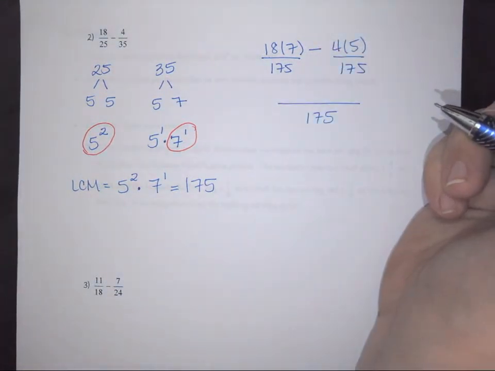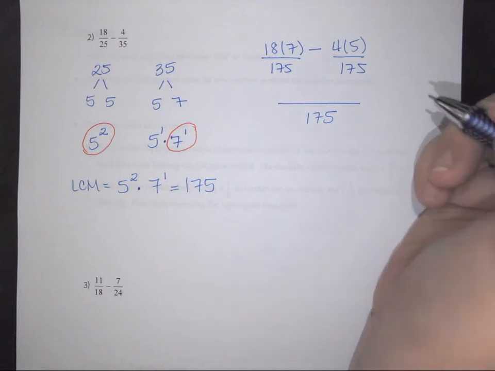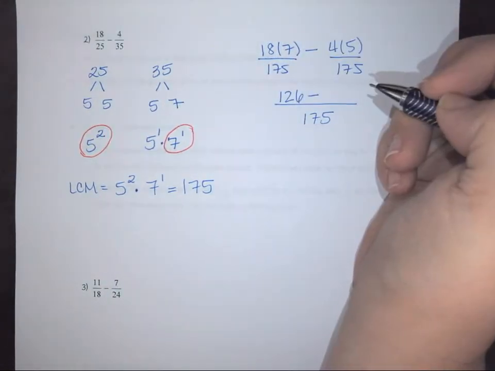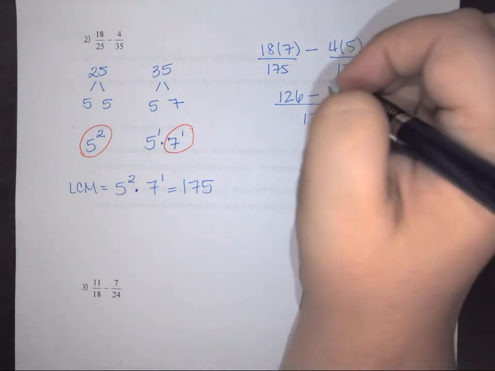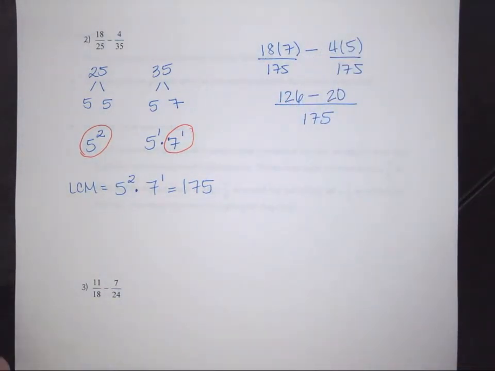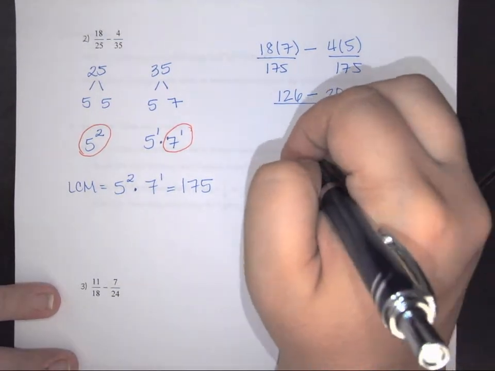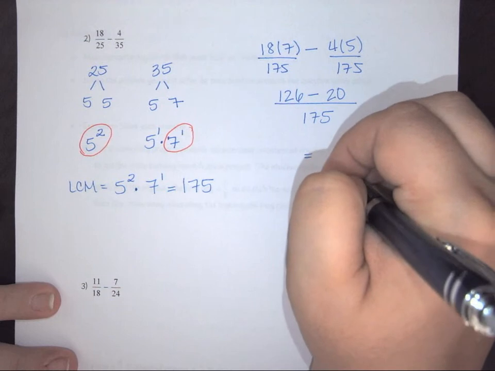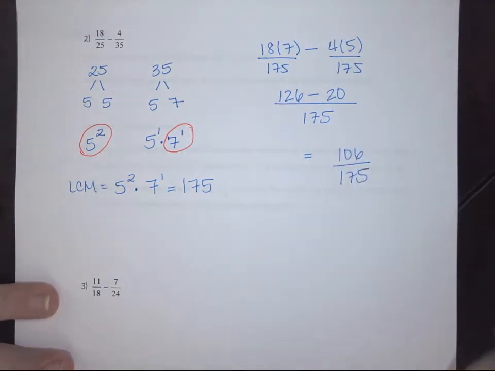When I look at 18 times 7, I end up with 126. I am subtracting. And 4 times 5 is 20. 126 minus 20 is going to leave me with 106 over 175.